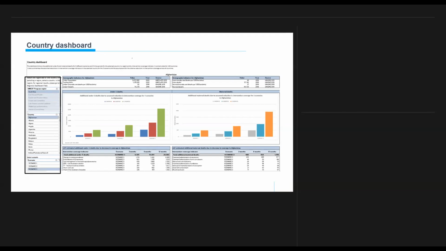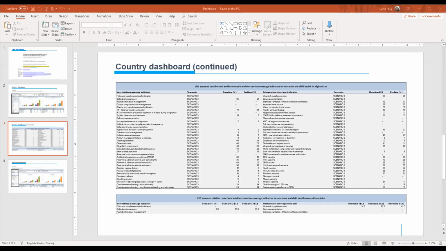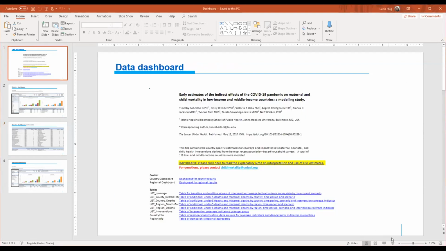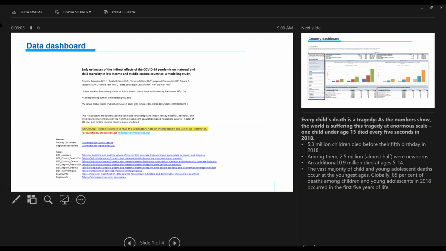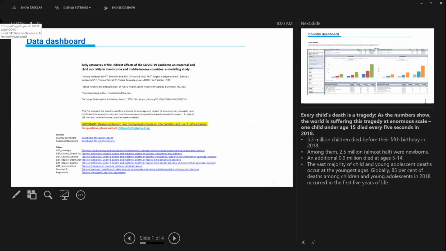So thanks again to Neff and his team for sharing the country results with us, and we have made an effort to put these country results together. Here, as you can see, we have a country dashboard. If you go on the link here, we have a dashboard that contains all the results for each of the countries, and it also contains the tables with the results.